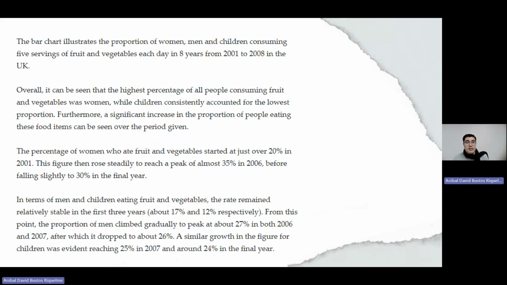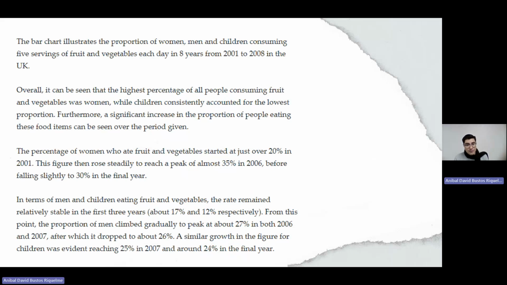The bar chart illustrates the proportion of women, men, and children consuming 5 servings of fruit. 5 servings is like 5 portions of fruit and vegetables each day in 8 years from 2001 to 2008 in the UK. Overall, it can be seen that the highest percentage of all people consuming fruit and vegetables are women, while children consistently accounted for the lowest proportion. Furthermore, a significant increase in the proportion of people eating these food items can be seen over the period given. The percentage of women who ate fruit and vegetables started at just 20% in 2001. This figure then increased steadily to reach a peak at almost 35% in 2006, before falling slightly to 30% in the final year.